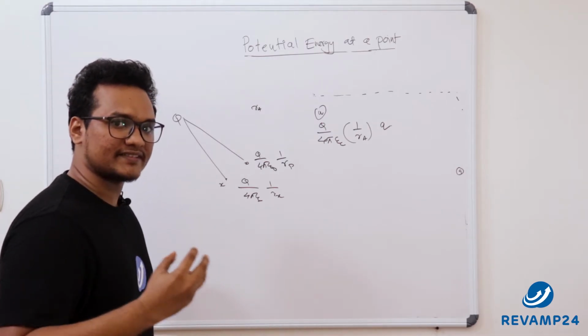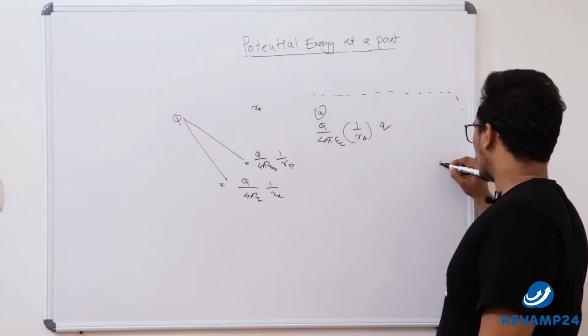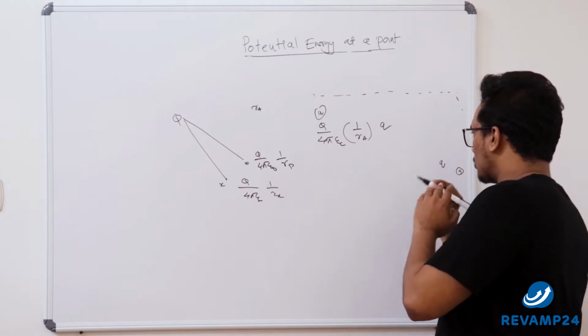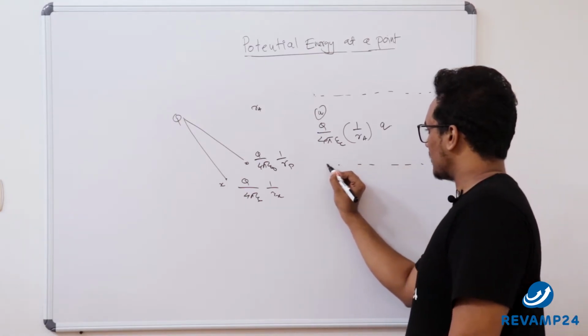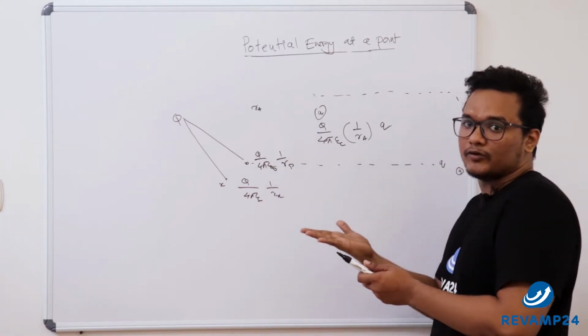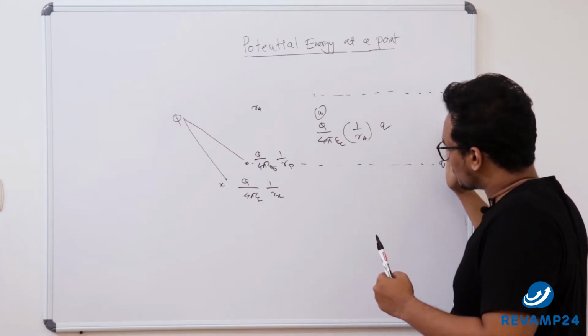Now how has this potential energy been stored? See, I have a charge of Q here. Now to move this charge from this position to this position, I have to do work, right? My hand has to do work. So let's say I have some energy. I am pushing the charge from this position till here.